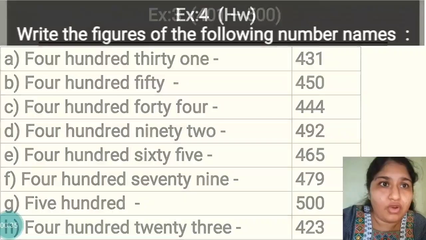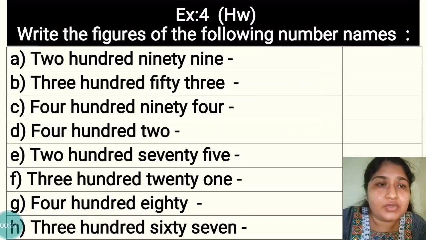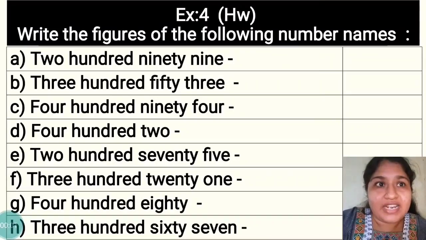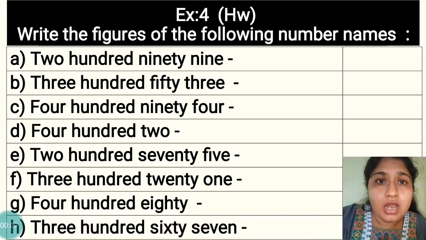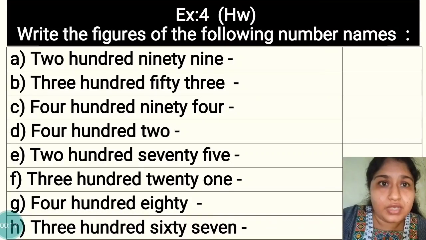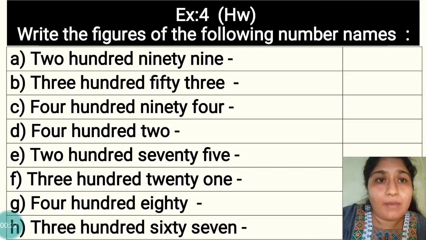Now exercise 4 is your homework. So students, as you can see, here also you have to write down the figures of the following number names. And this homework you have to do in your maths notebook only. So my dear students, we have understood about the number names from 101 to 500, and we have understood that the number names will be given and we have to write down their figures. So students, you have to complete all this exercise and homework in your maths notebook only.